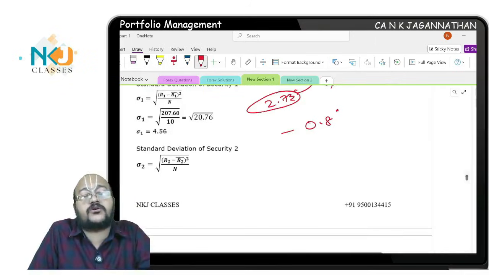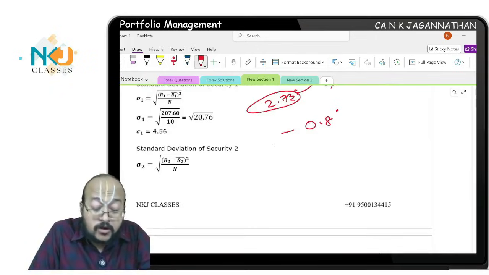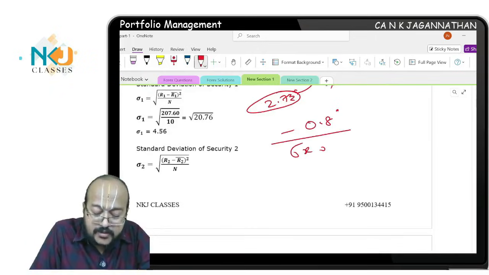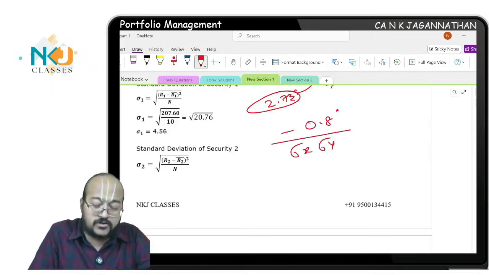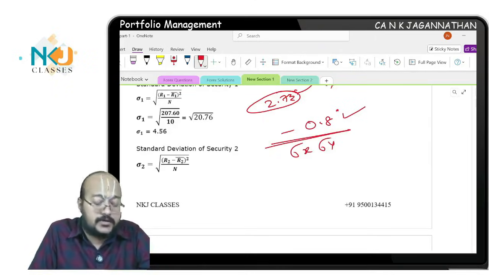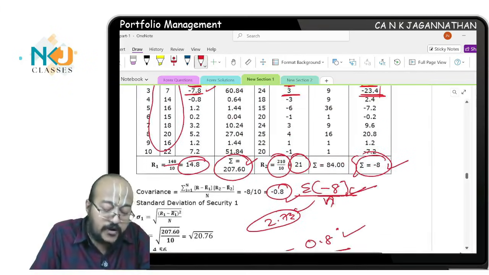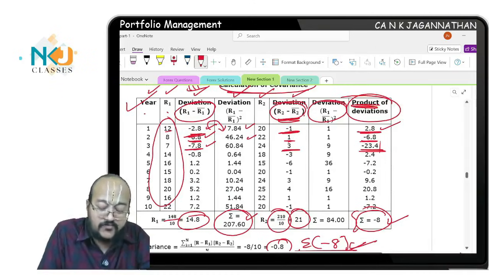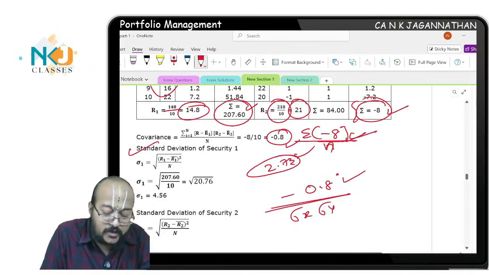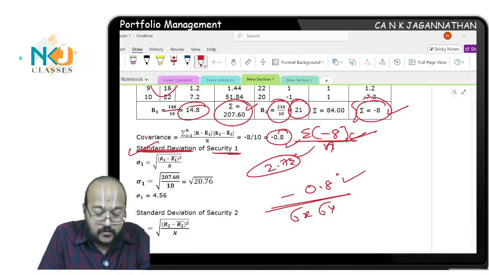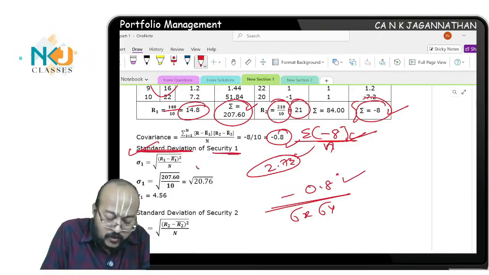What is the formula for correlation? Covariance divided by sigma x sigma y. Are you understanding? So covariance, you found out the numerator, divided by sigma x sigma y. Sigma x sigma y we can simply find out with the existing data. With the existing data, how to find out? That's why they are computing the standard deviation of security 1, which is nothing but the n number of years of ex post data given. So square root of, x minus x bar the whole square divided by n.